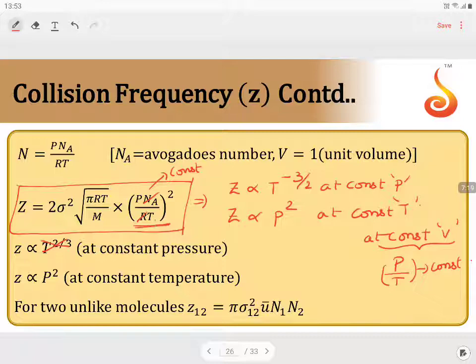What will happen in that case? When this total term becomes constant, it is only dependent on the temperature in the remaining term. So Z becomes proportional to T power 1 by 2 at constant volume. This is the third condition. In case you have two different molecules, then Z11 is replaced by Z12, which is given by the formula sigma 12 square nu bar N1 into N2 for two different molecules.